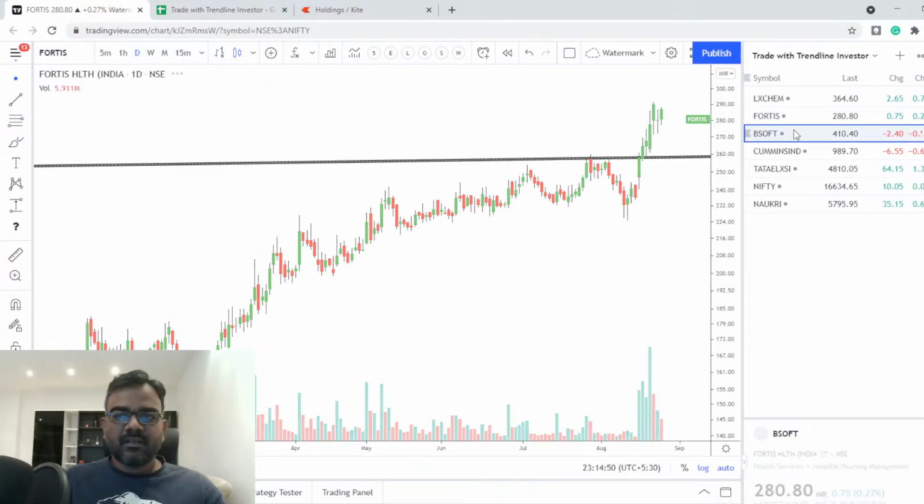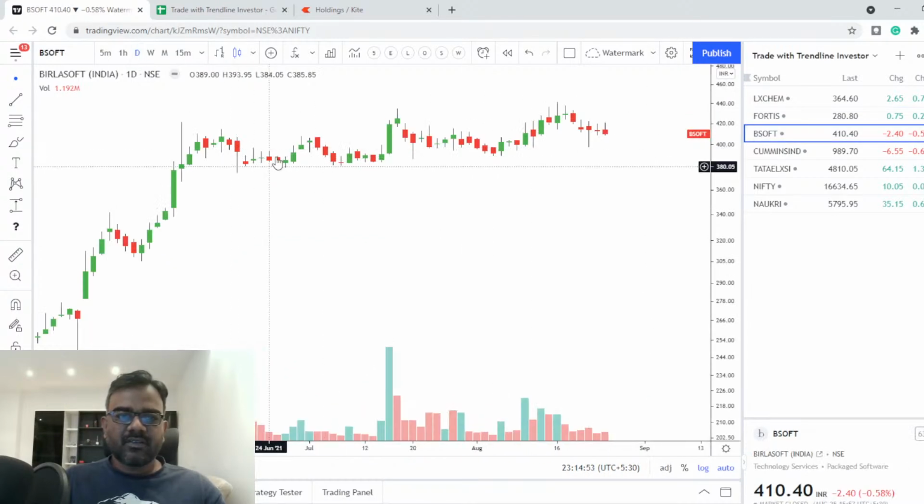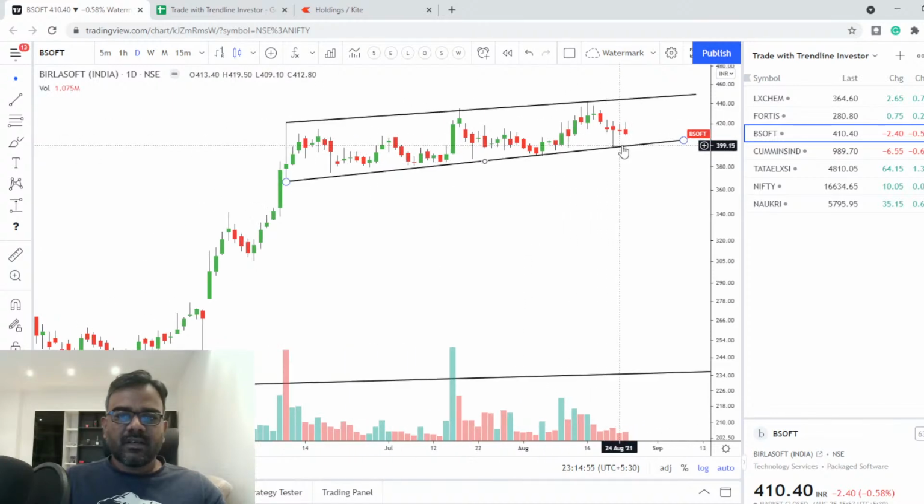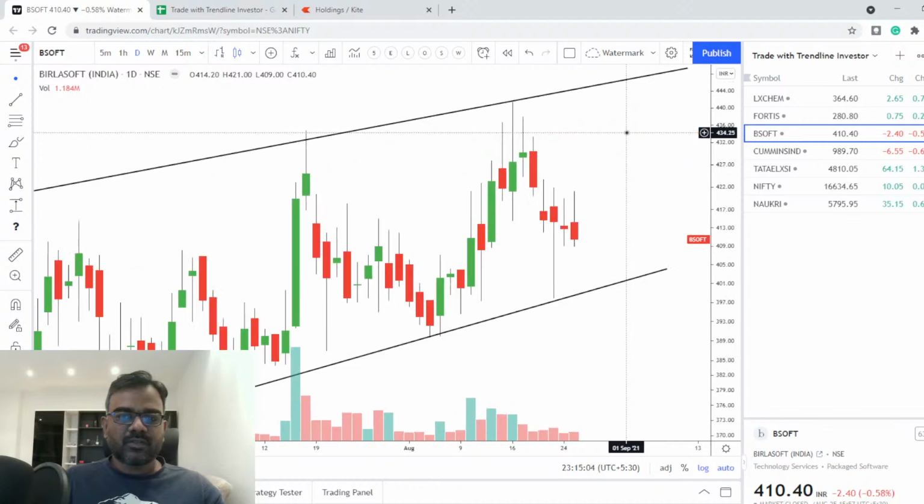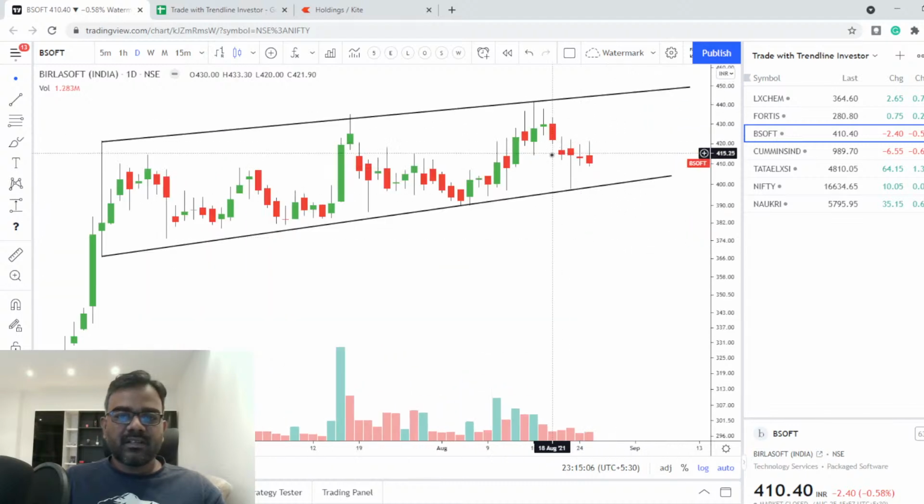So Birlasoft, again, is not going anywhere. It's just going sideways. So again, not inside bar because we crossed the previous day high, which was 419. We went to 421, so that's not inside bar. But what's happening is we are not getting any moves. Last 4 days, if you see, we are kind of within our range except for the spike below. The stock is not really going anywhere. So time for a move probably in the next couple of days.